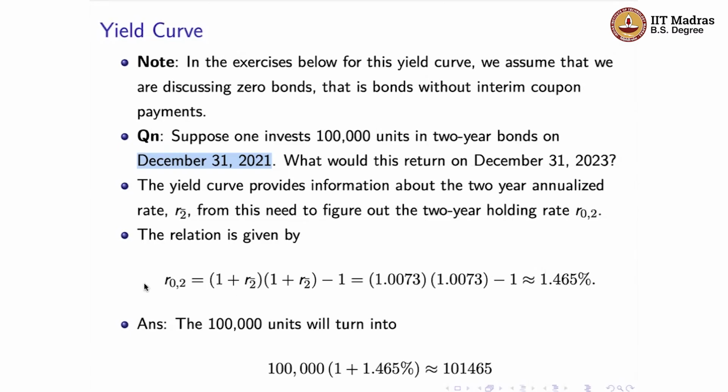Using the information, the relationship between the 2-year holding rate and the 2-year annualized rate is given by this expression. So 1 plus R02, where R02 is the 2-year holding rate, is equal to 1 plus R2 bar to the power 2, right? Why are we doing to the power 2? Because remember, this is the annualized rate, so we need to multiply: this is the first year's rate, and then this is the second year's rate. And from there, we end up getting this expression.